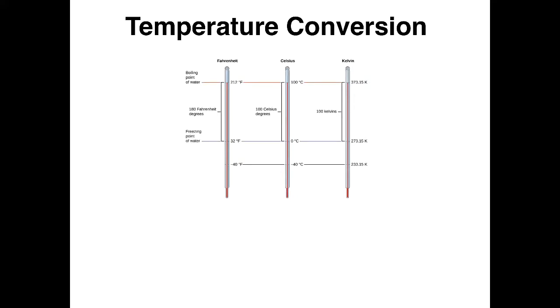We're going to finish up our lectures talking about temperatures and temperature conversion. And this diagram will help you understand how we go about converting temperatures. This first shows the Fahrenheit scale, which is what we use in the United States. The freezing point of water is 32 degrees. The boiling point of water is 212 degrees. There are 180 degrees Fahrenheit between the freezing point and the boiling point.